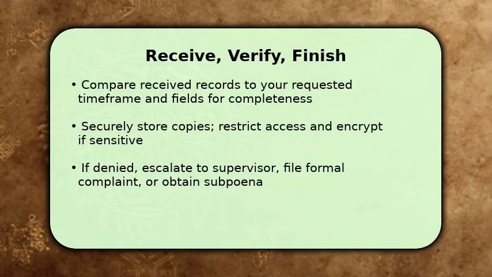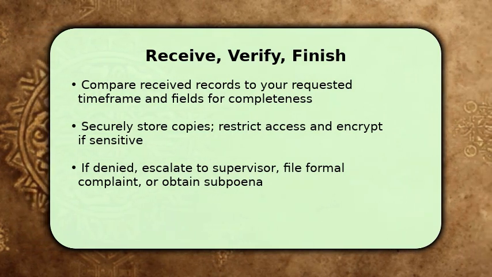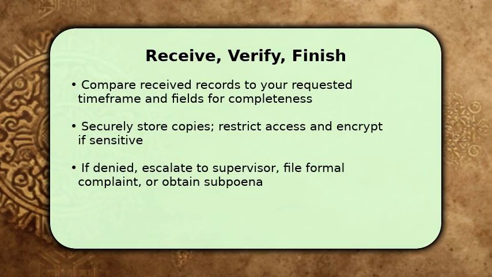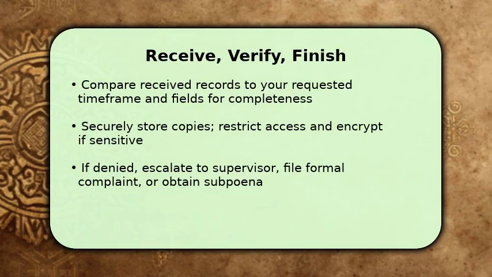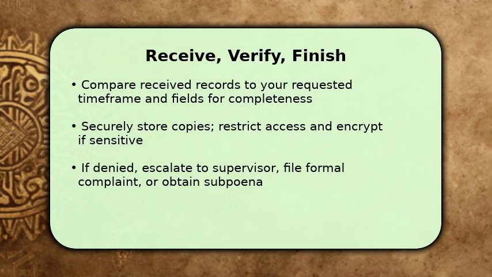When the carrier sends files, verify dates, phone numbers, and message types match your request. You should immediately check for gaps and metadata like timestamps and cell site info where available. Once verified, store records securely and create encrypted backups. Make sure access is limited.